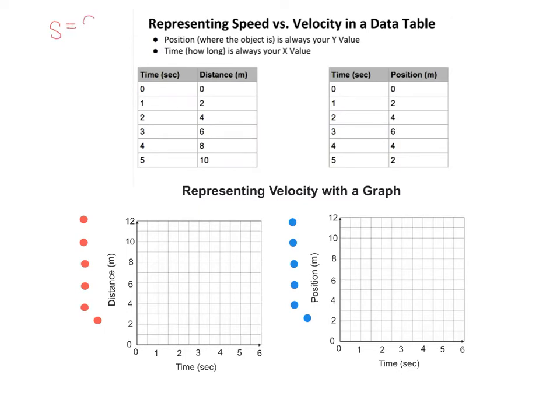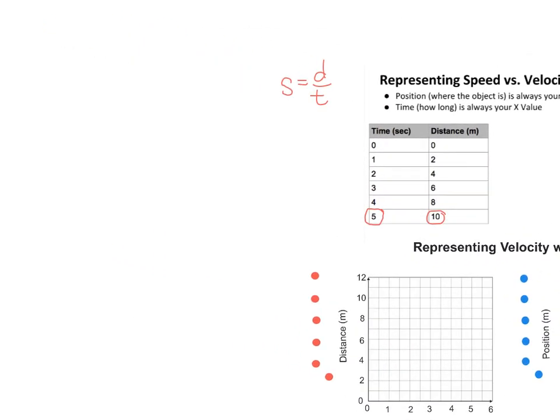The equation for speed is distance divided by time. And if we wanted to calculate the average speed, we would take the total distance this object travels, 10 meters, and divide it by the total time that it traveled, 5 seconds. So for average speed, 10 meters divided by 5 seconds will give us a speed of 2 meters per second. Recall that this is just the average speed of the object.